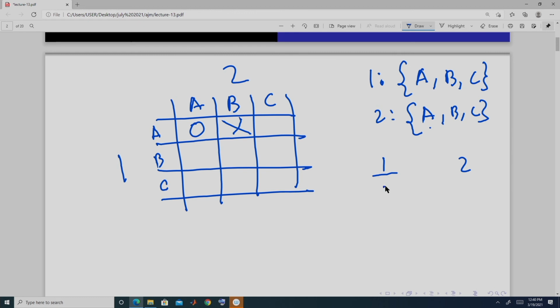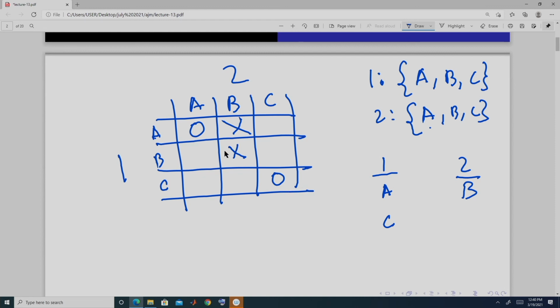Suppose player 1 moves first, A, and player 2 has moved B. Then suppose player 1 is again moving and has chosen this place. Now, player 2 will always choose this position. If he chooses something else, then player 1 will place here and it will win the game. So, this is the strategic interaction.